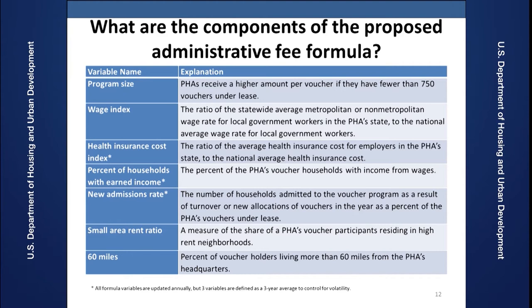The second variable we're calling wage index comes out of the BLS quarterly census of employment and wages, which provides wage data on local government workers throughout the country. So for each PHA, they're either located in a metro area or a non-metro area. And what it does is it calculates the ratio of the average metro or non-metro wage rate for local government workers in that state compared to the national average. So a ratio that's higher than one, they have higher wages in general than the rest of the country. Lower than one, their wages are lower than the rest of the country. And this just reflects the diversity of markets out there and pay scales.